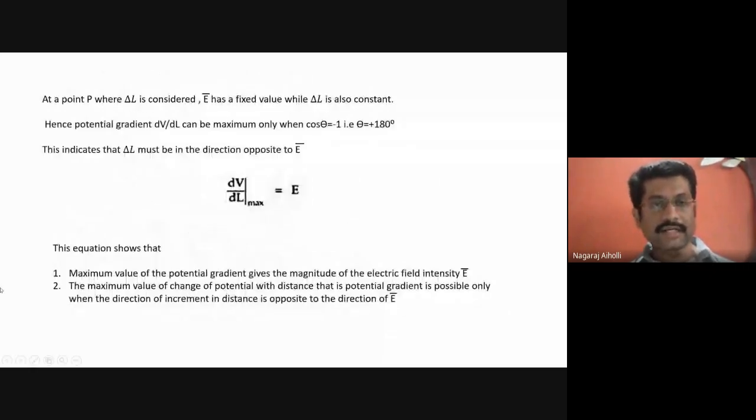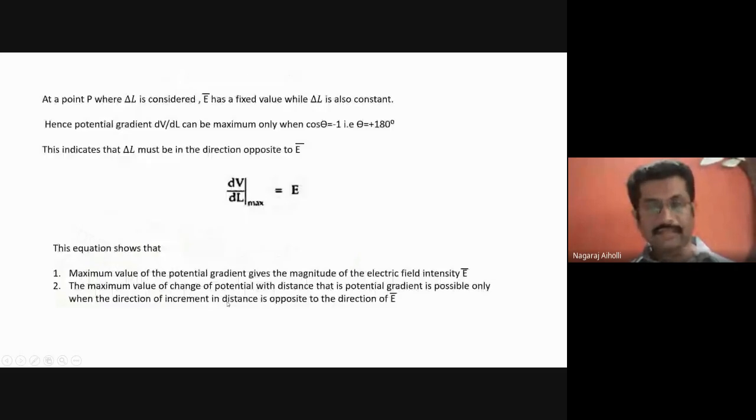This indicates that delta L must be in the opposite direction to that of E bar. So we have obtained the equation dV by dl maximum is equal to E, because cos theta is -1, and -1 into -1 is plus. Therefore, dV by dl maximum is plus E. This equation shows that dV by dl, that is the rate of change of potential with respect to distance, is called potential gradient.